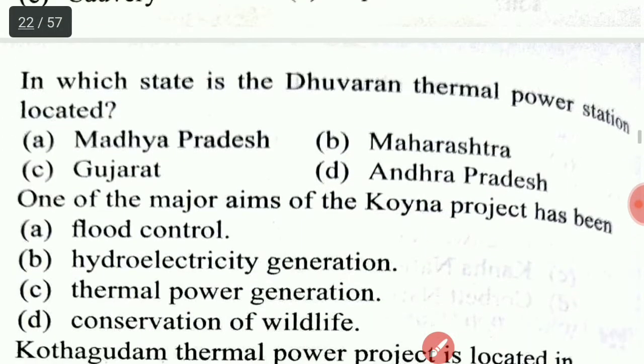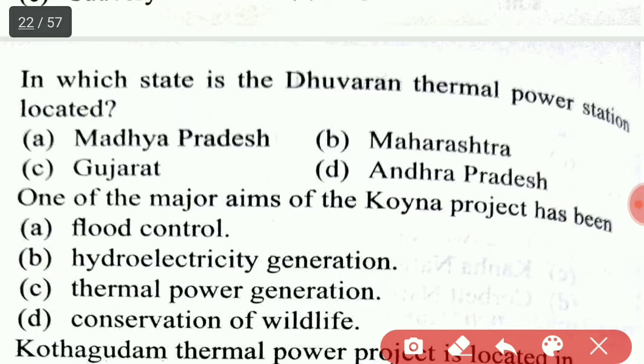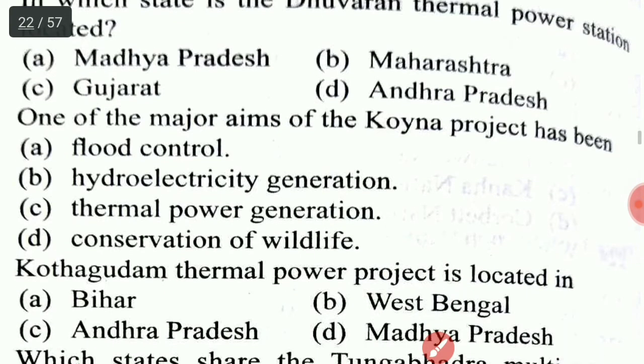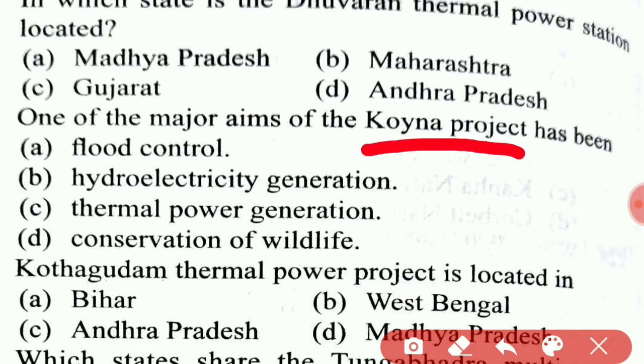Next, in which state is the Dhuvaran thermal power station located? Option C, Gujarat is the right answer. Next, one of the major aims of the Koina project has been, that is option B, hydroelectricity generation.